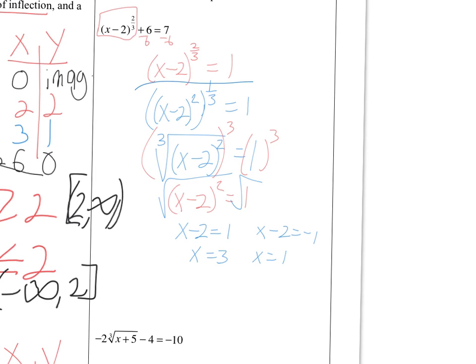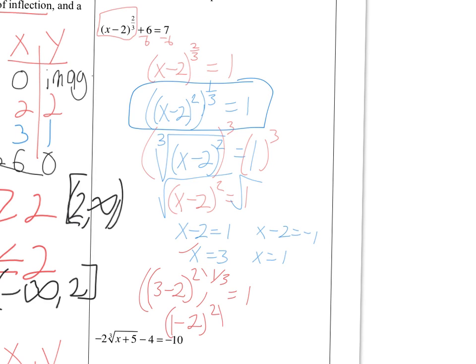Actually, I'm going to plug it into this equation because that's before I did any squaring or square rooting, but that looks a little bit nicer. Let's see what happens. So (3 minus 2) squared to the 1/3 is equal to 1. 1 squared is 1. Cube root of 1 is 1. 3 works. (1 minus 2) squared to the 1/3 equals 1.